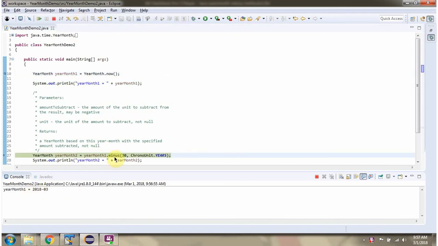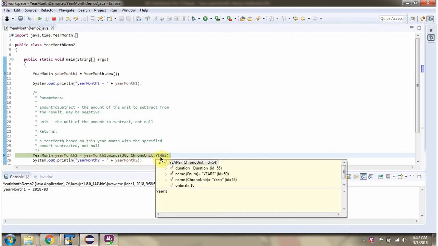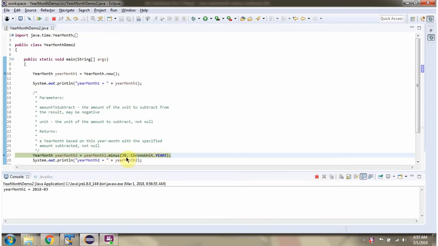Then I am calling the minus method and passing 30 and the temporal unit as years. So 30 years will be subtracted from the year and month.